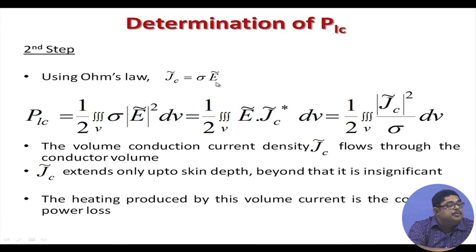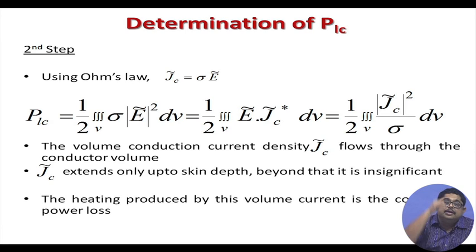So, we will have to revoke Ohm's law, then the power loss in conductor PLC will be coming from this. The volume conduction current density flows through the conductor volume. Now, this JC is flowing in the longitudinal direction, but also in the transverse direction, going up to skin depth. Beyond that it is insignificant. The heating produced by this volume current is the conductance power loss.